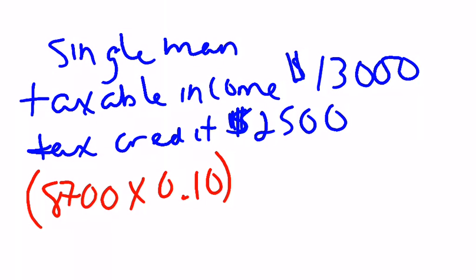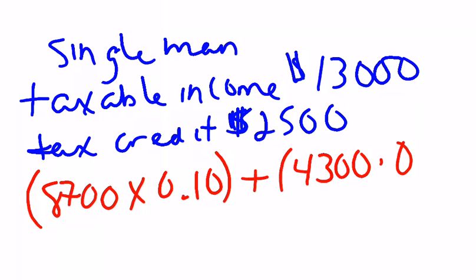Okay? But we need to tax the rest of his money. So this is just taxing $8,700 of his money. We now need to know how much is left over, and how much is left over is $4,300. So now the leftovers, the $4,300, actually get taxed at the next tax rate, which is 15%.